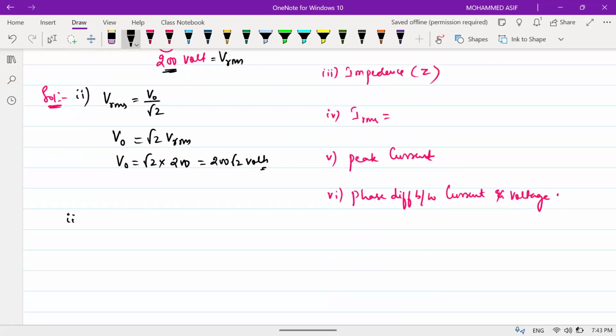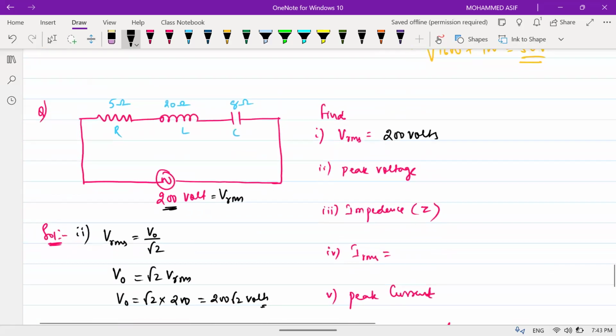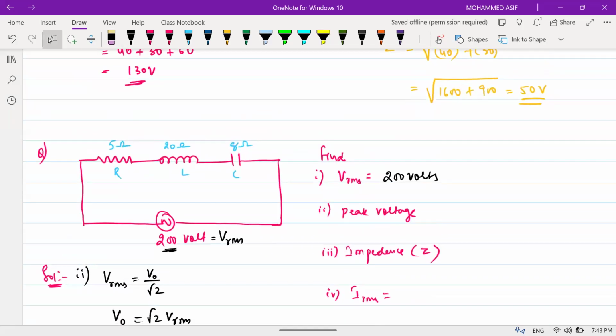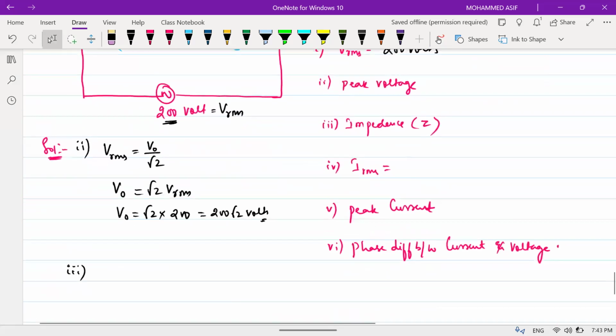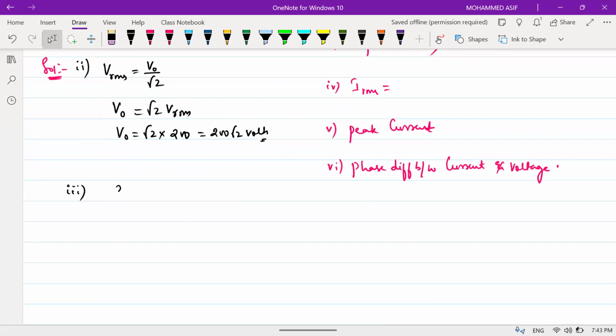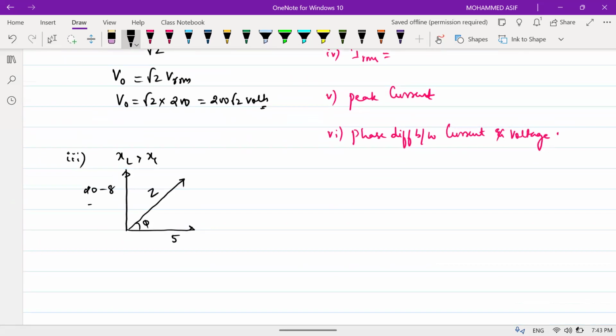And number 3. Number 3 is what? Impedance. Impedance means, who is larger in this one? XL is how much for me? 20. XC is how much for me? 8. That means XL is greater than XC. Here it will be equal to 5. Here it will be 20 minus 8. This will give me the impedance, making an angle with the 5. This will be the Z. 20 minus 8 is how much? 12.